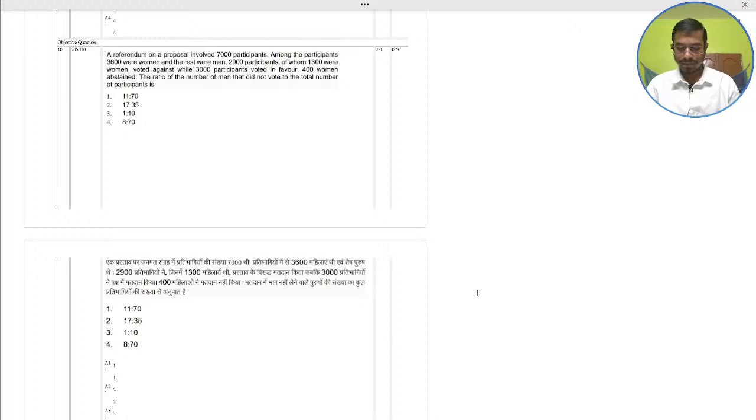Simple question from class 7 or 8 standard mathematics. So here, question number 10, and the question ID is 705010.